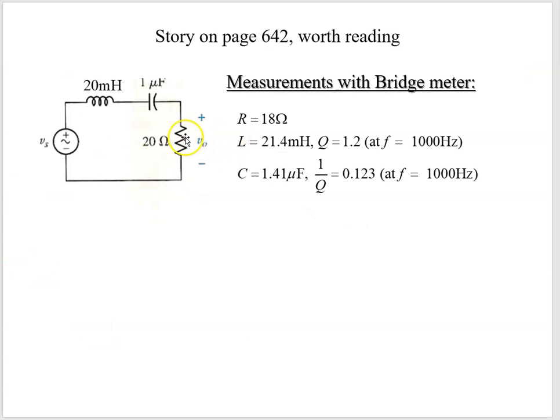For one, we have to measure each of our elements, right? So when we go to measure our elements with a bridge meter, like we've done in lab, we find that this 20 ohm resistor is actually only 18 ohms. At 1000 hertz, we find that this inductor is 21.4 millihenries with a quality factor of 1.2. And our capacitor, which is nominally 1 microfarad, is 1.41 microfarads with 1 over Q, or a dissipation factor, of 0.123. And again, that's at 1000 hertz. That depends upon the frequency.